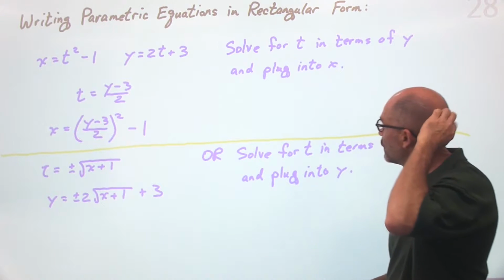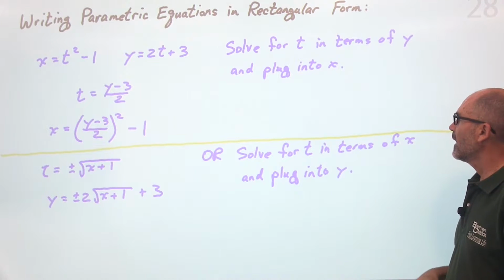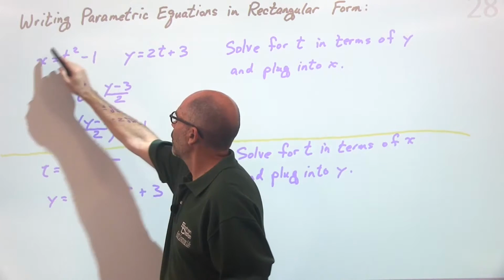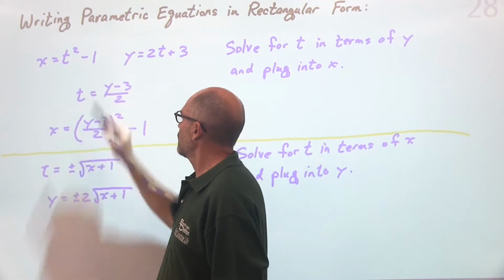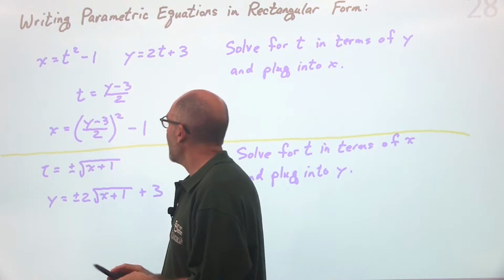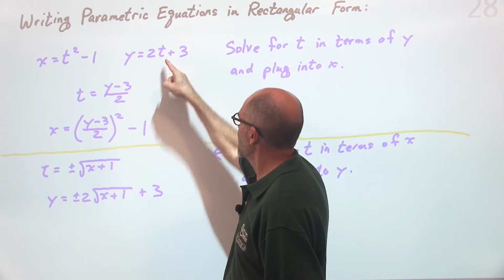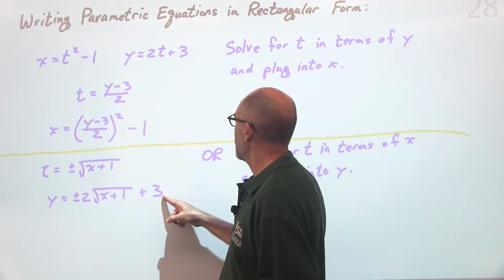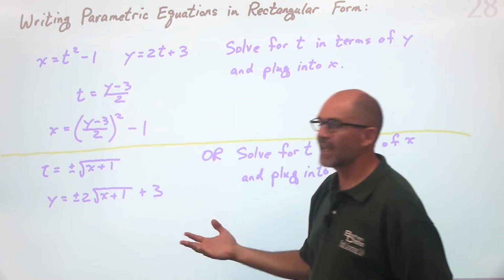Now, the other way we could do this is we could solve for t in terms of x and then plug that into y. So if I solve for t in terms of x, I add 1 to both sides, and so I have t squared equals x plus 1. I take the square root of both sides, and I have t equals plus or minus square root of x plus 1. Now I plug that into the y equation, so y equals 2 times plus or minus square root of x plus 1, plus 3. So notice I have y is a function of x, which is a rectangular equation.